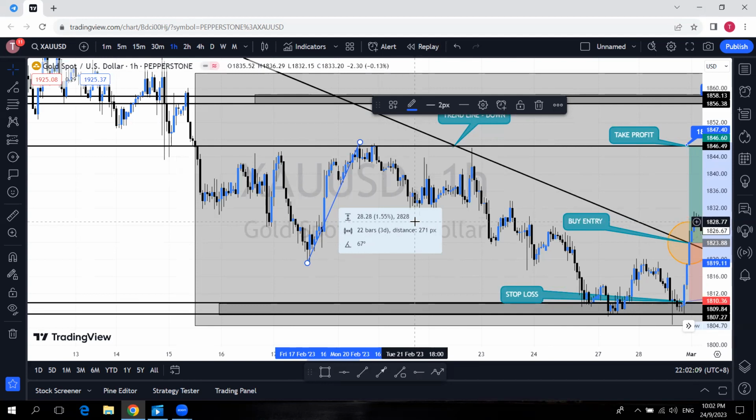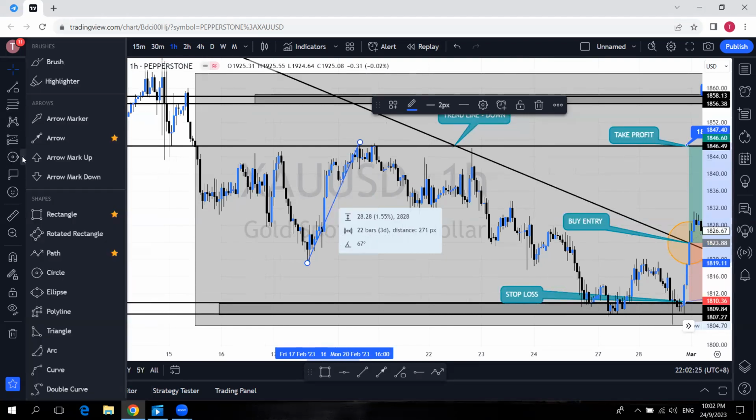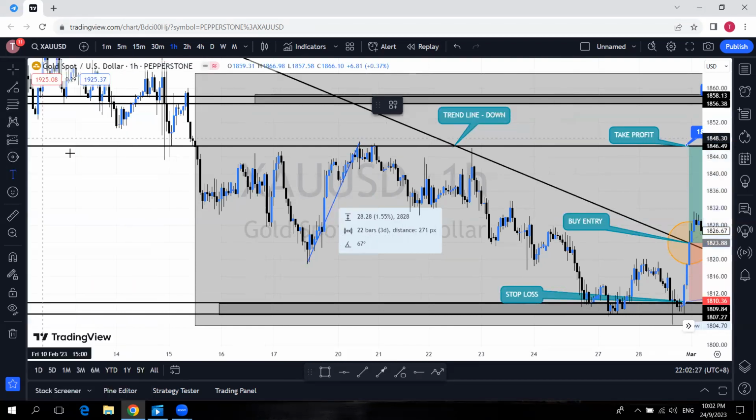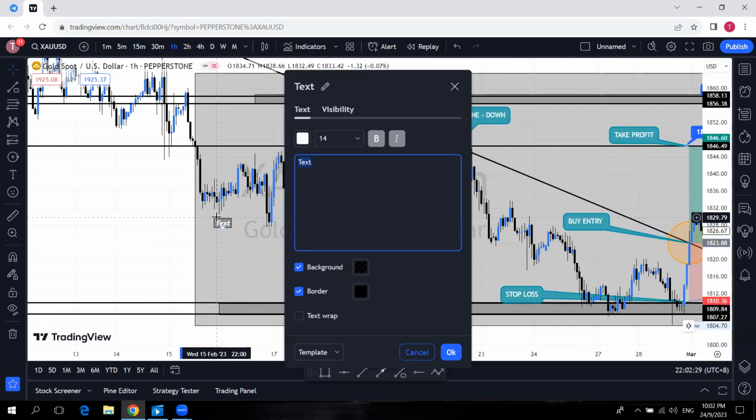You just need to look at these 4 digits here. If you see the number 2828, which means 2,828 points. But in pips, it's 282 pips. Okay, so I'm just going to use this tool here to elaborate a bit more. Pips is equivalent to the movement from point A to point B.